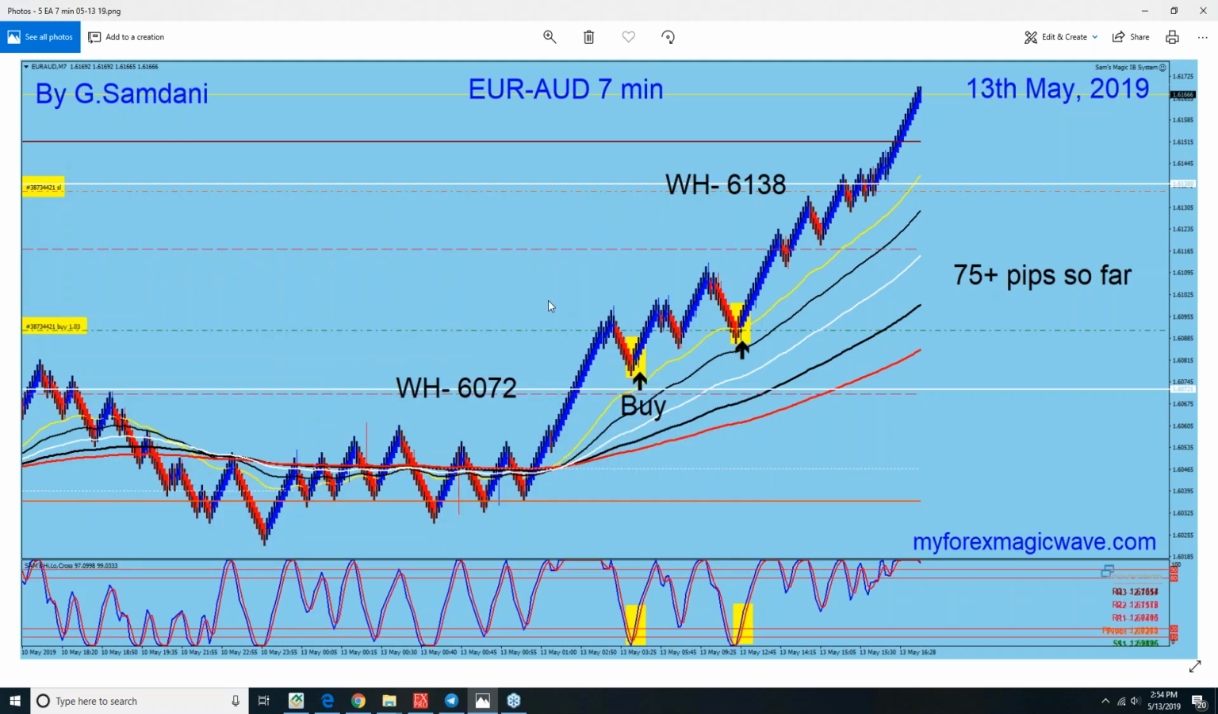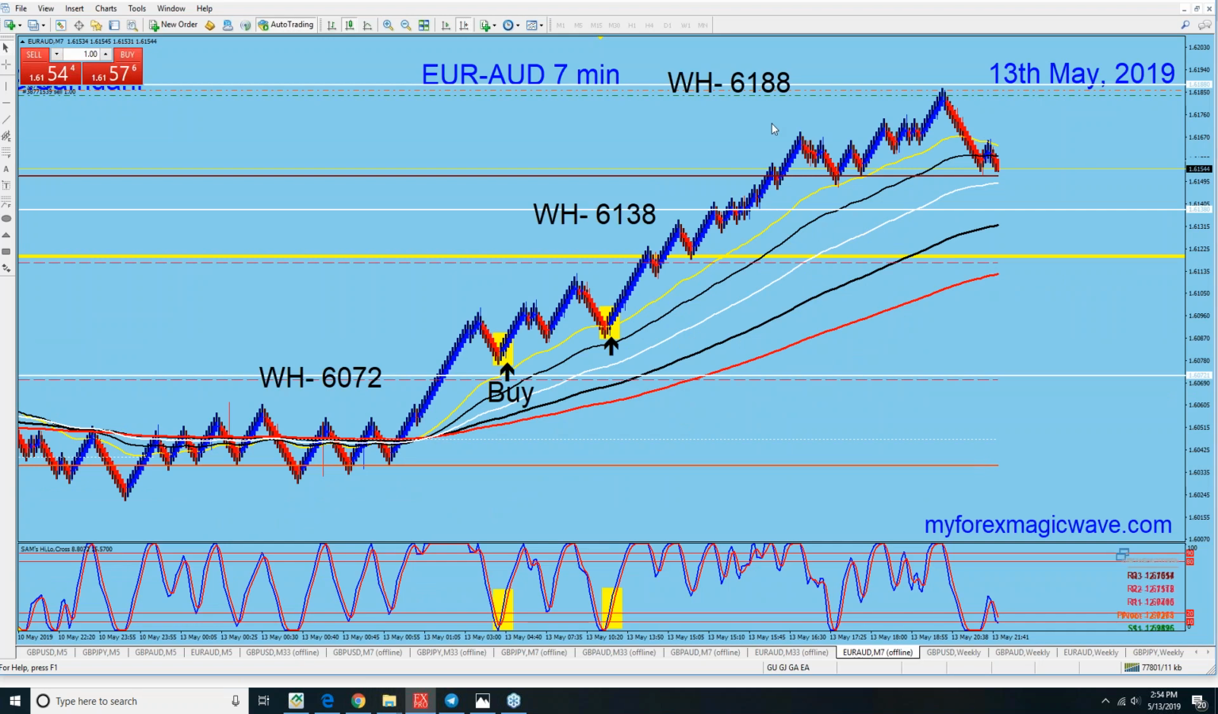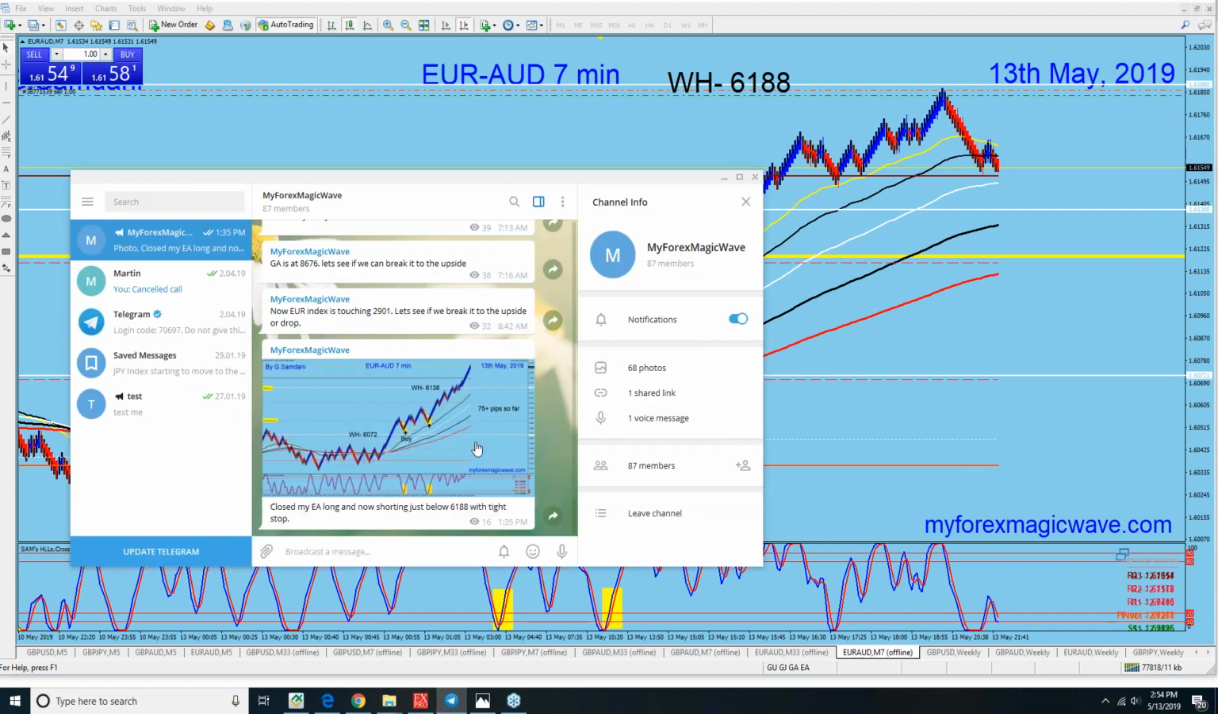good distance, so the retracement has to happen. And maybe the short is okay. See, I just showed you that on my message here on my Telegram. I sent out that close my EA long and now shorting just below 61.88 with tight stop, and here's the 61.88 just below. I reverse the position here, and I'm sitting almost like a break even.